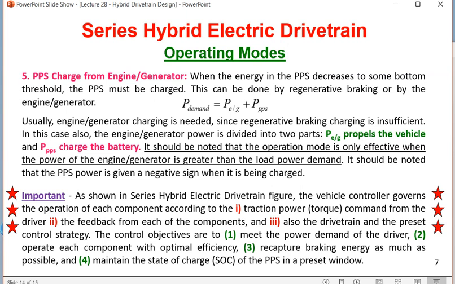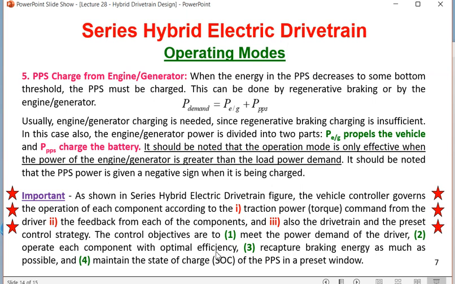And number four is maintain the state of charge of the PPS in a preset window. So always try to keep the battery fully charged. PPS is nothing but the battery. So these are the four demands, or these are the four control objectives. The first three are the controlling parameters of the engine as well as the battery, and the last four are the control objectives for the overall drivetrain of series hybrid electric type.